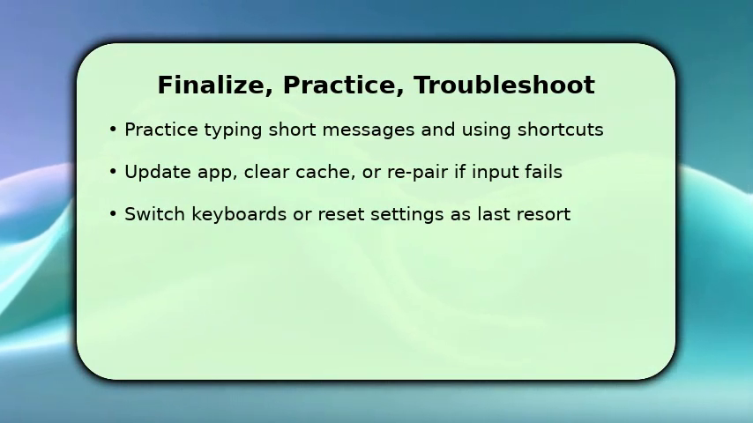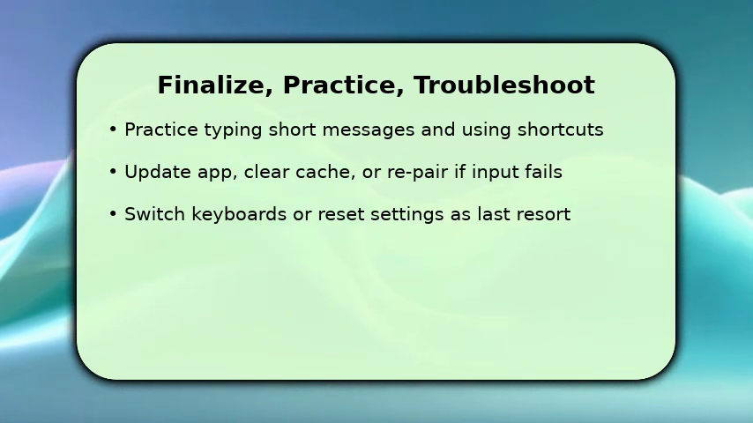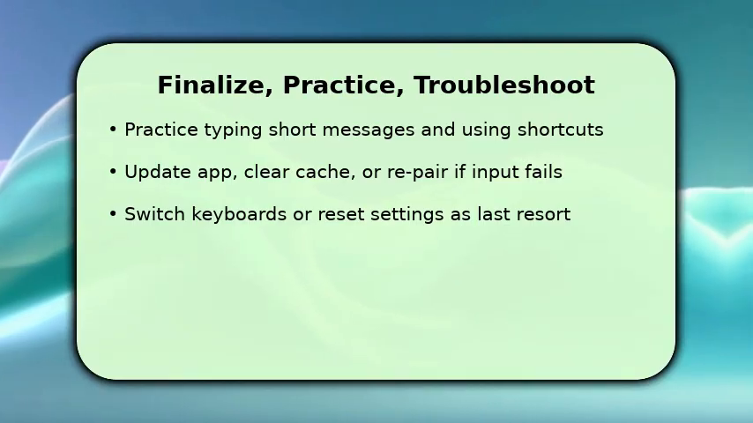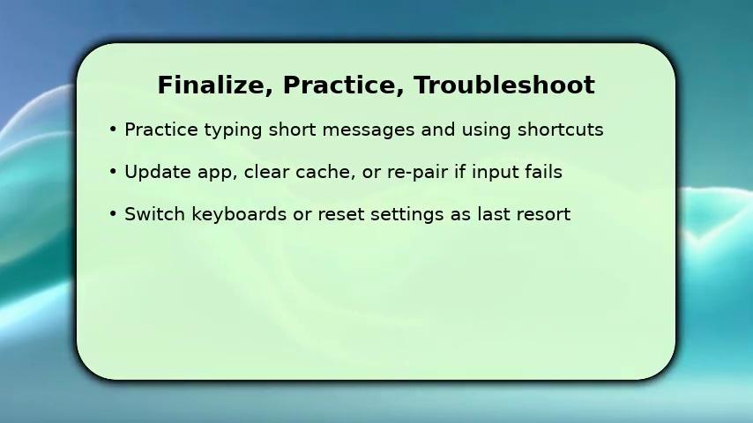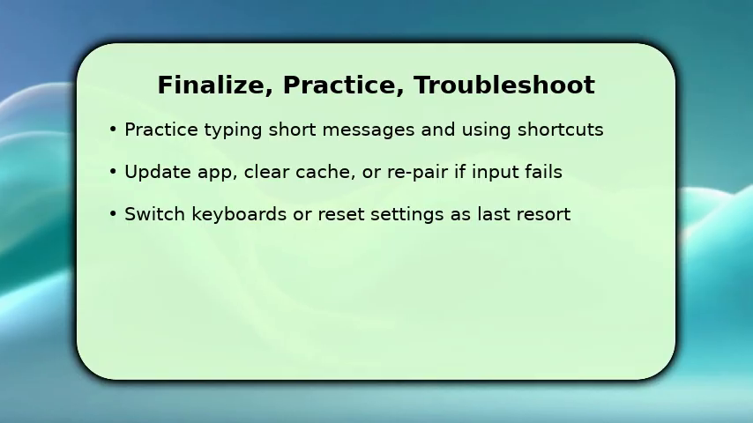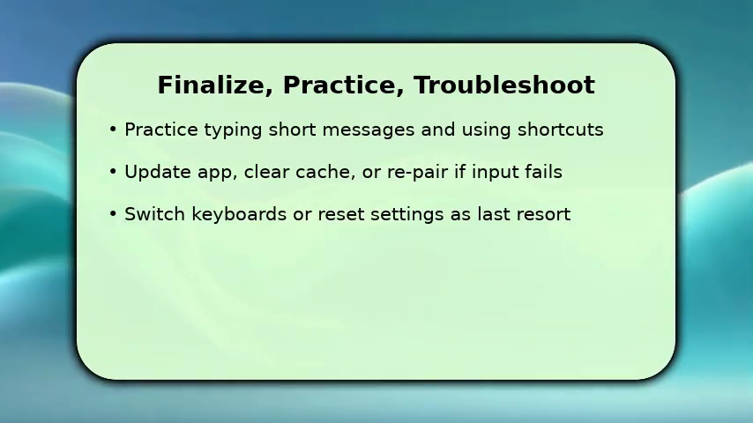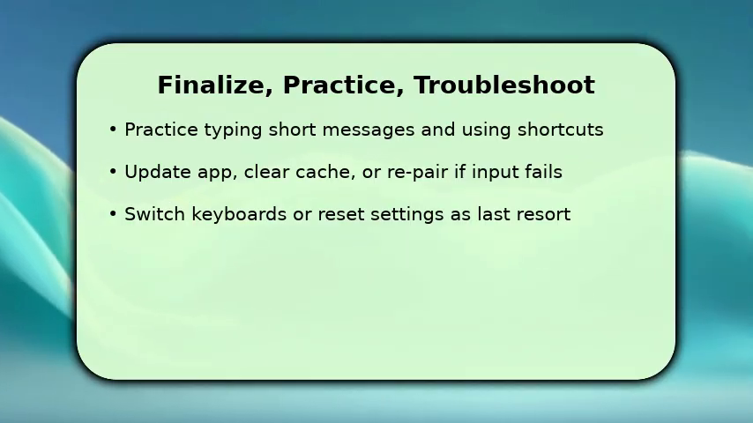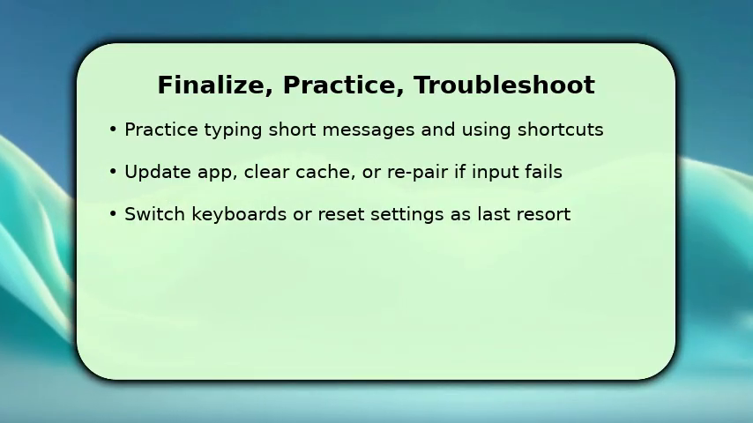If keys stop responding or suggestions vanish, first update the keyboard app, clear its cache, and restart your phone. For Bluetooth models, unpair and repair the device. If problems persist, switch temporarily to the system keyboard or reset keyboard settings to default. One key troubleshooting tip: rebooting often restores permission-driven features and reconnects background services, so try that before deeper resets.